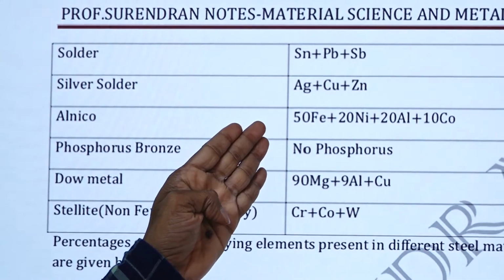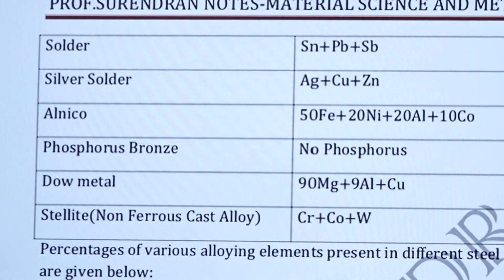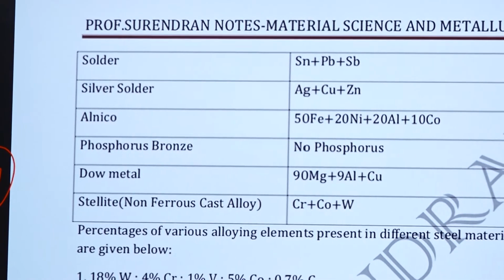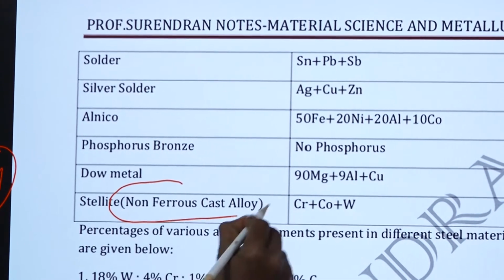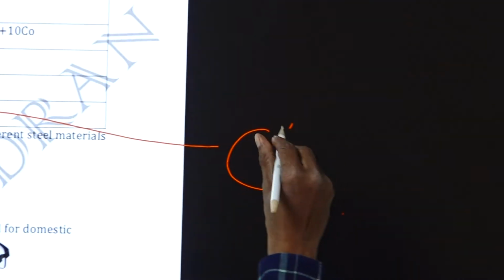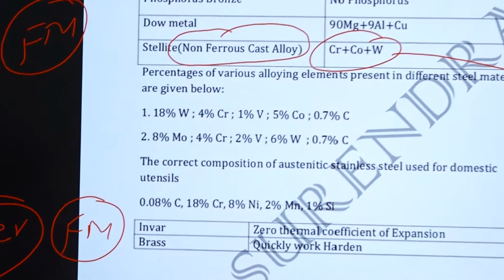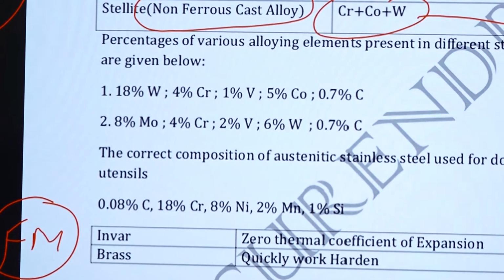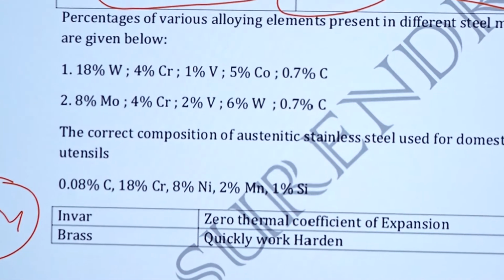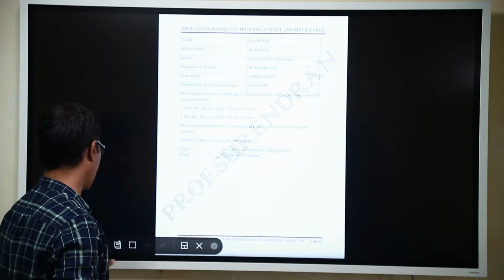Silver solder, silver, copper, zinc, and phosphorus bronze contains no phosphorus. And Dow metal, it is magnesium, aluminum, copper. Stellite is a non-ferrous cast alloy. We can remember it by Crow. So these are some of the significance. Invar has zero thermal coefficient of expansion. Brass, it quickly work hardens. What is the property of brass? It quickly work hardens.